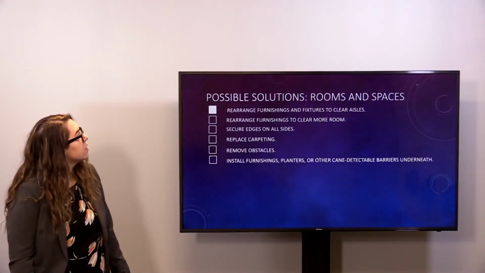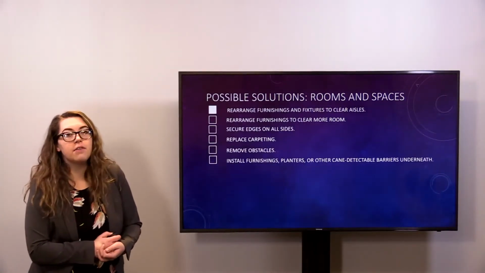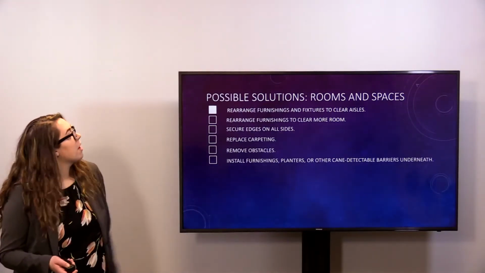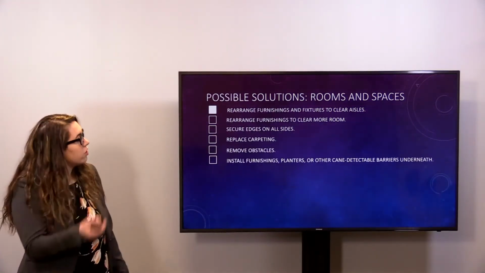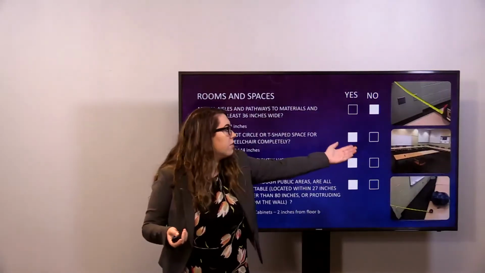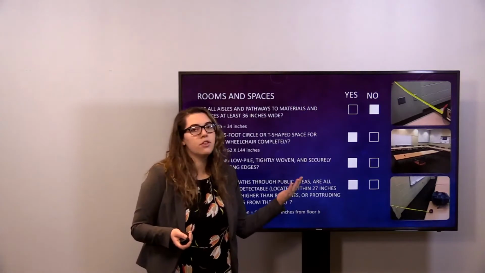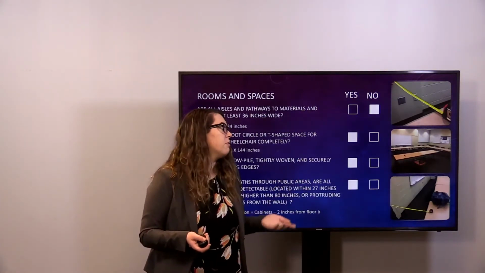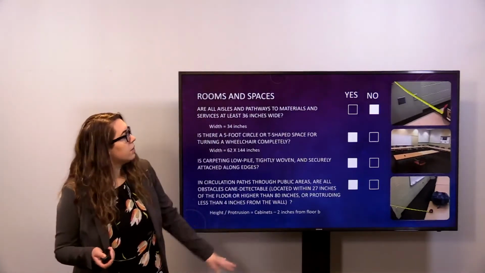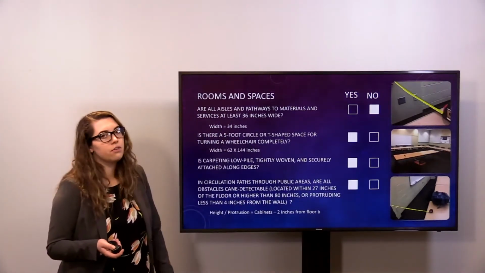To remove the barrier of the aisles not being wide enough, the possible solution is to rearrange the furnishings and fixtures. As you can see back in this picture, the organization of the room can just be reconfigured in order to allow the aisle between the back wall and the first row to be wider.